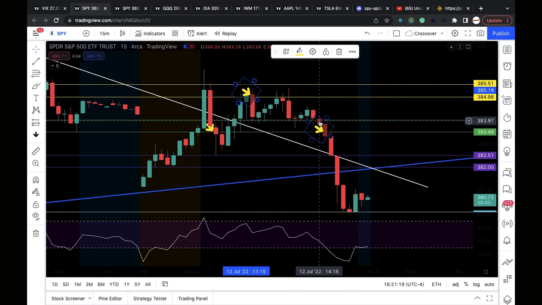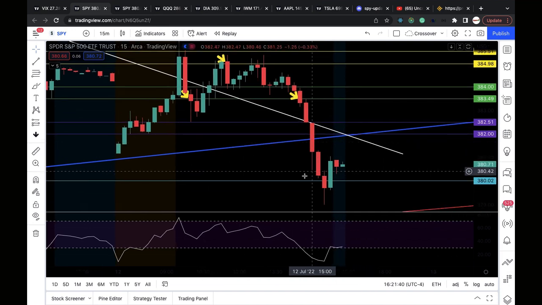Boom. Took out that 384 level. That was the warning. And here's where it broke down 383.5. My runner was running, plus I added more to my position. This very next candle back tested 383.5 as a resistance. I saw no reason to cut my loss, and it just kept dropping. And Uncle Charles ended the day very, very green.